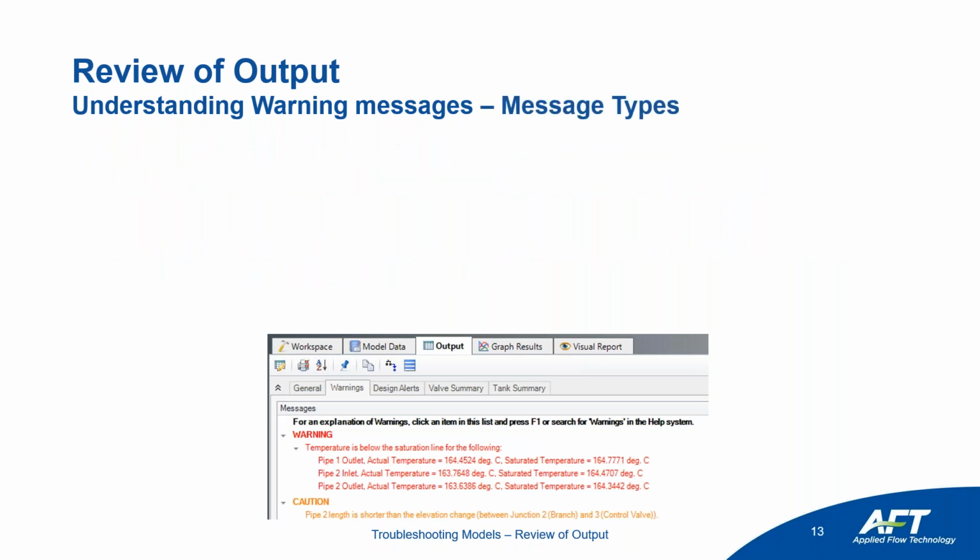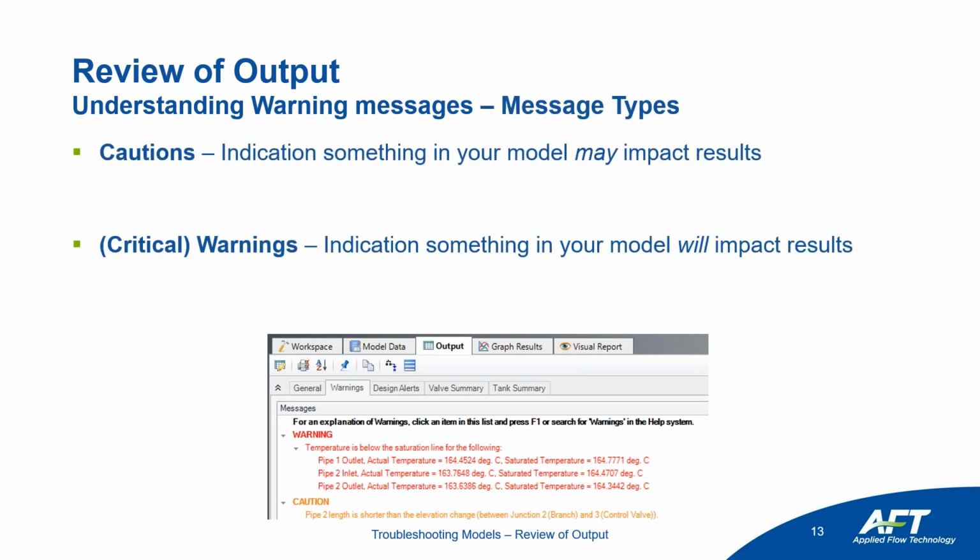So what types of messages do we have? There's both cautions, warnings, and then critical warnings. So a caution is an indication that something in your model may impact results. So something like the pipe being shorter than the elevation change, sure, that's less than ideal, but it'll still model the change in elevation. It'll still model the pressure losses due to the length of the pipe.